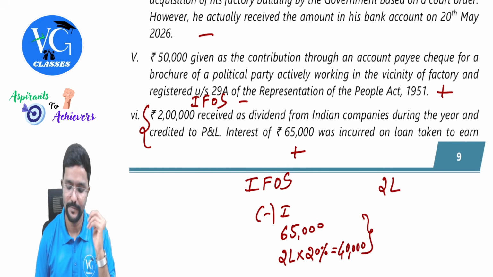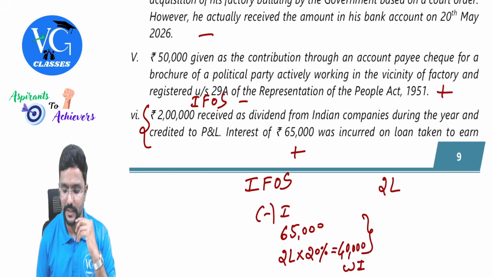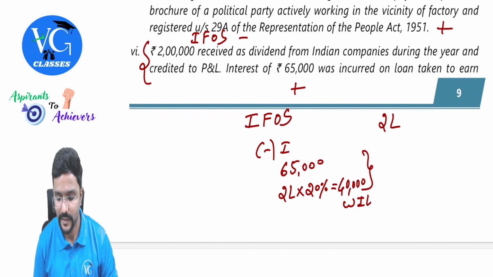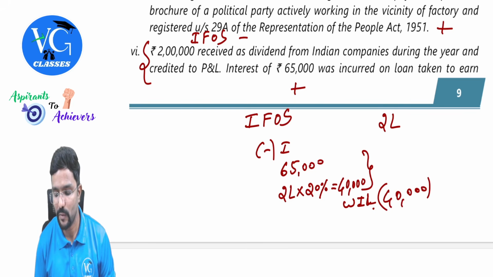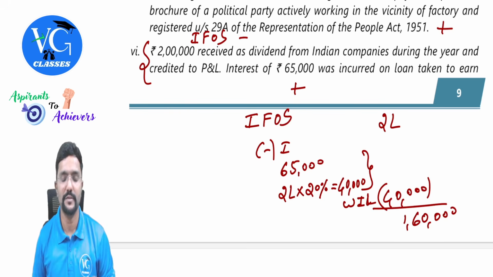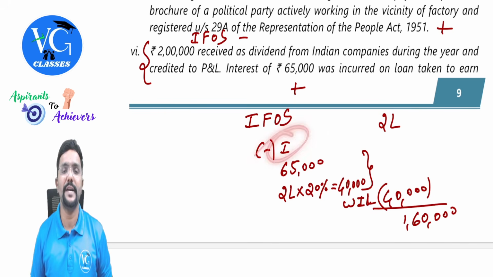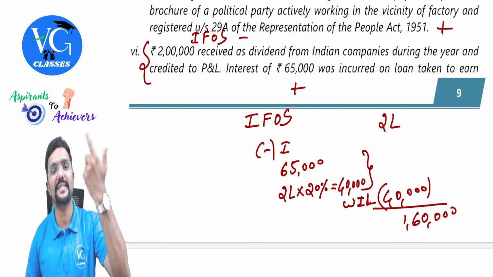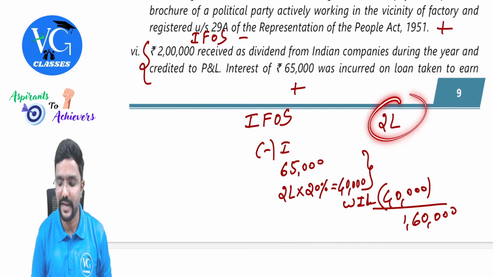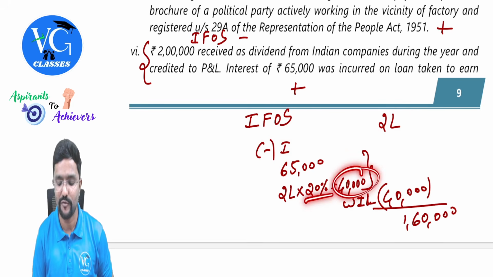So whichever is lower, which comes to 40,000. Remaining 1,60,000 would be taxable under IFOS. Hope you understood. Interest expenditure on dividend is restricted to maximum 20% of dividend income. So in our case, dividend income is 2 lakh, 20% of that comes to 40,000.